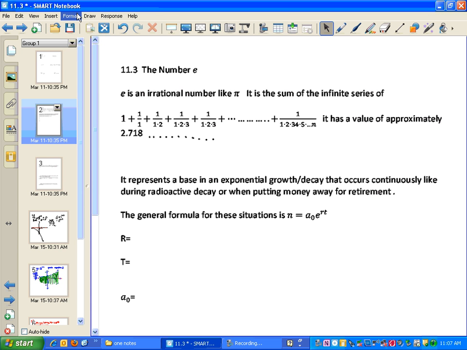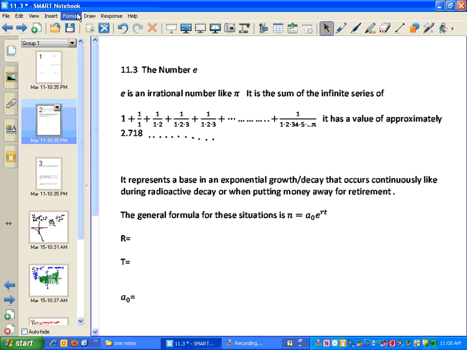So E is your base, and it represents an exponential growth or decay that's continuously occurring. Radioactive material decays continuously. It never stops. Something that grows continuously: rabbits grow continuously, fruit flies. That's why fruit flies are used. They have a very short lifespan, but they grow rapidly, so you can see what's going on when you're doing tests.